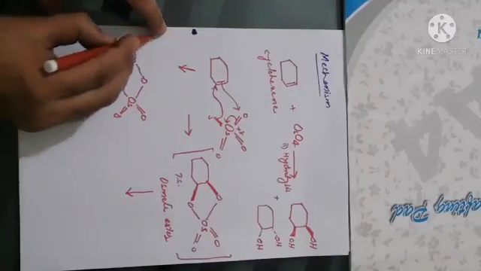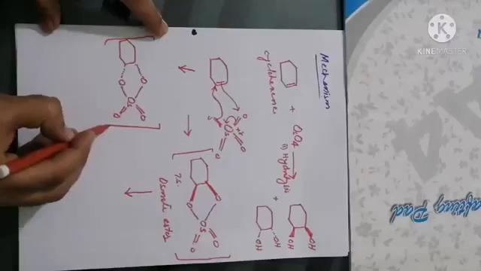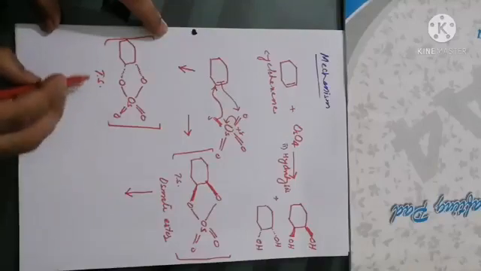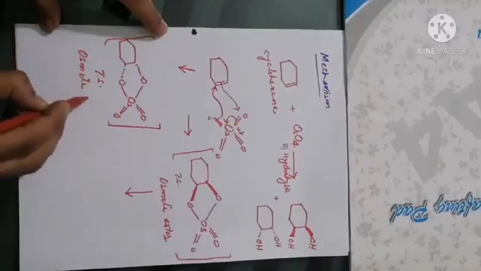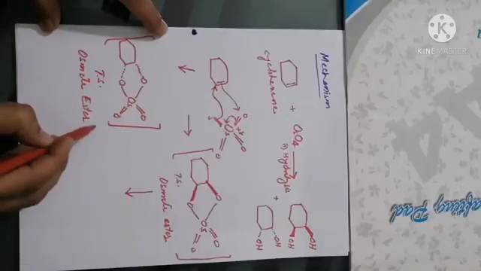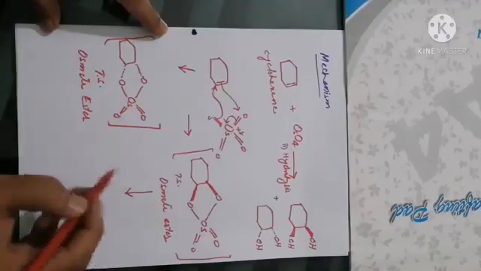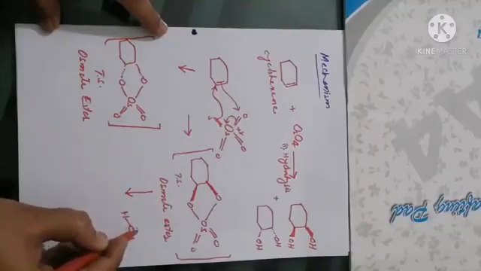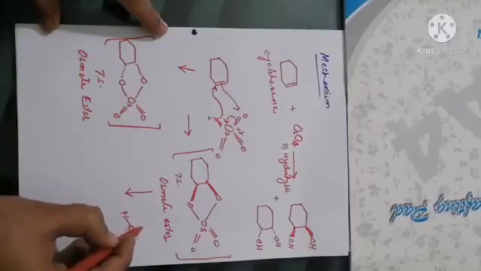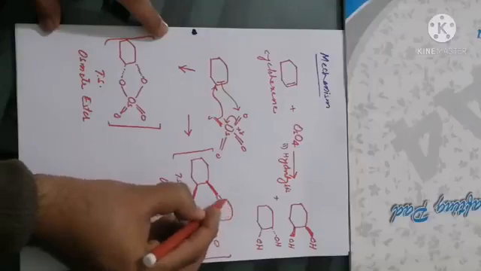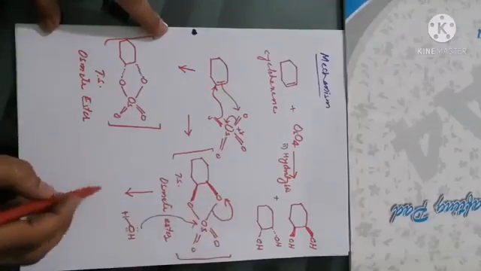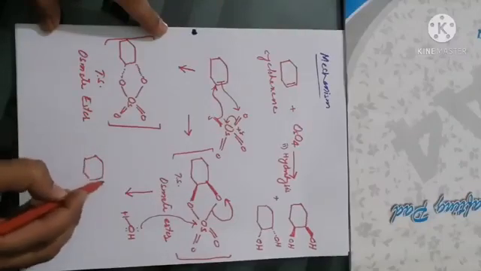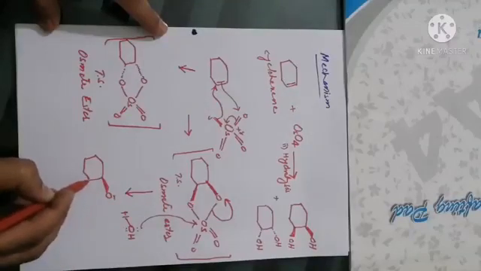So we might have the two transition states. The next step is the hydrolysis. What happens when we add water? It attacks over here, this bond moves over here, and we get negative charge over here.